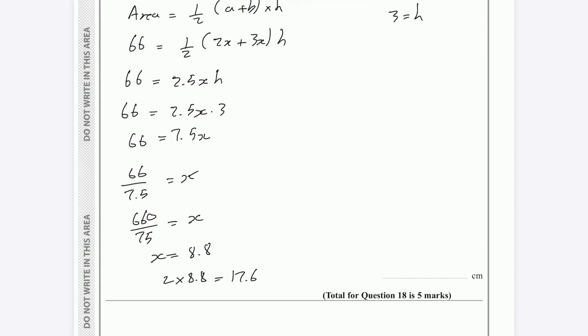And if you're wondering where the 8.8 came from, you can just use the bus stop method, which would have 75 here, 660 here. But like I mentioned earlier, you can simplify this down as well. They're both divisible by the 5 times table, so you can simplify that down and then use the bus stop method to make your life a bit easier.